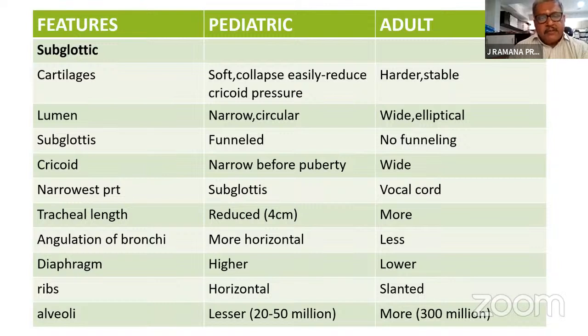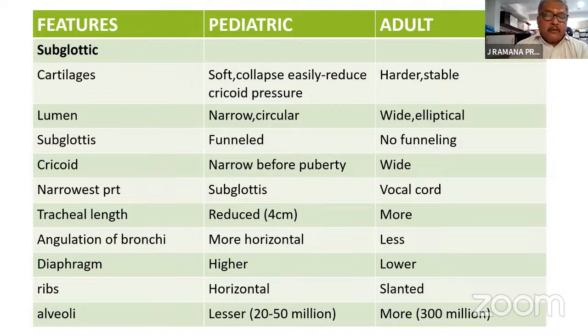Length of the trachea is 4 centimeters in the pediatric population, whereas it is 12 to 13 centimeters in adults. Angulation of the bronchi is more horizontal in the pediatric population, less horizontal in adults. Relatively, the diaphragm is higher in the pediatric population, whereas it is lower in adults. Ribs are horizontal in the pediatric population, whereas they are slanted in adults. The number of alveoli is 20 to 50 million, lesser in the pediatric population. It is 300 million in adults.